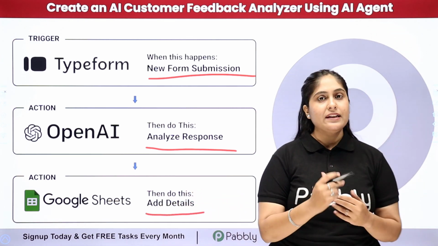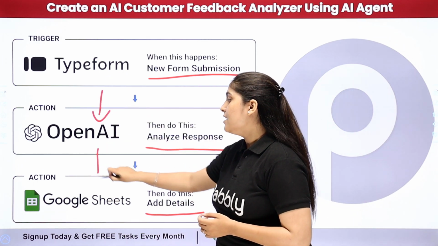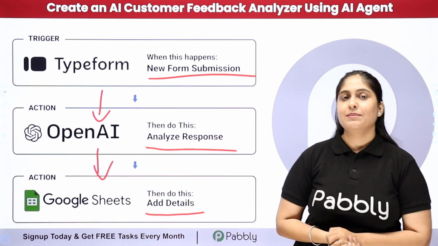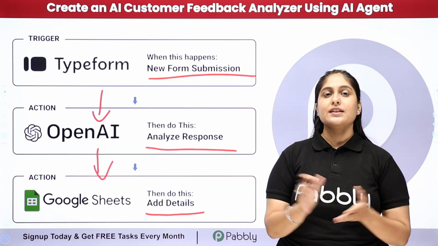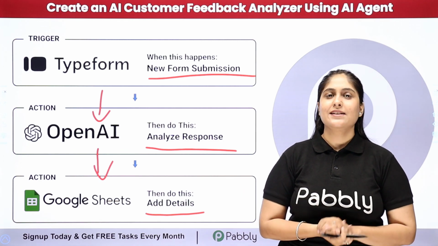So now here to automate the entire process, I need to connect my Typeform with OpenAI and Google Sheets using an automation software named Pabbly Connect. So now here to see the working of this automation and to learn this process step by step, let me take you all to my screen.